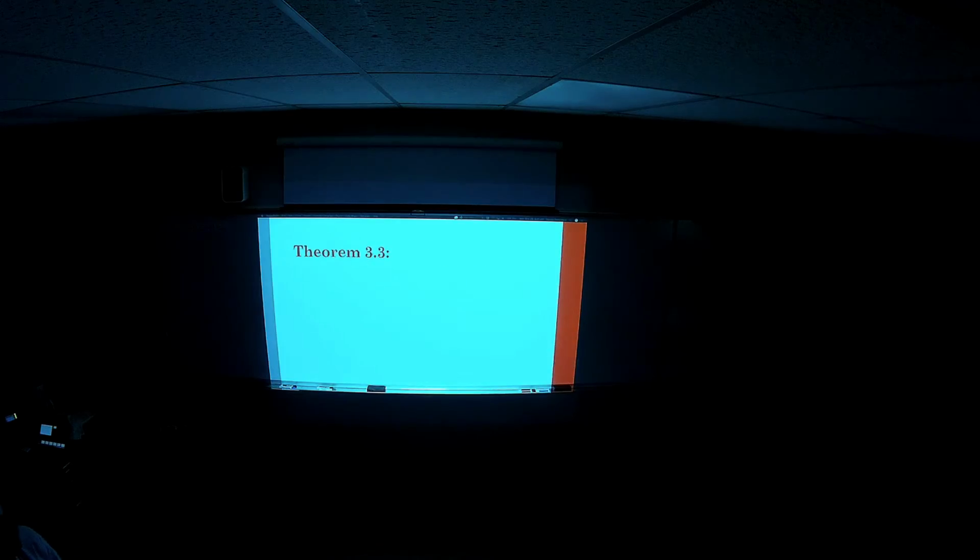Moving on, 3.3. This is the alternate exterior angles. So two parallel lines cut by a transversal: the alternate exterior angles are congruent.